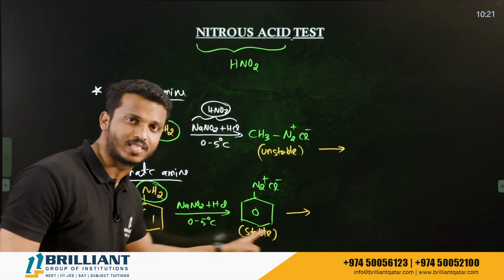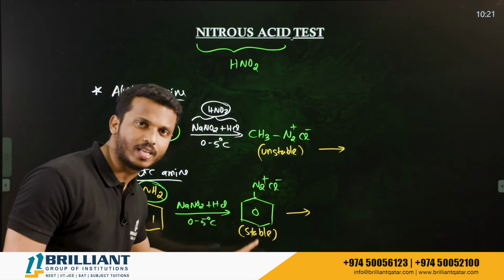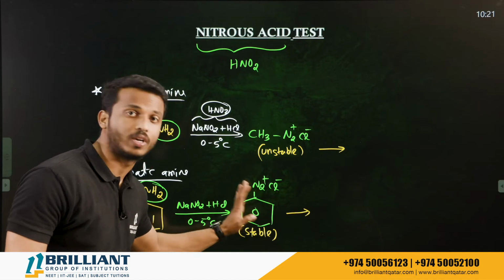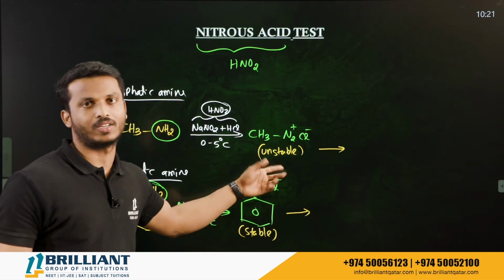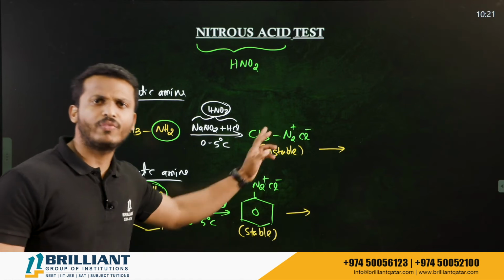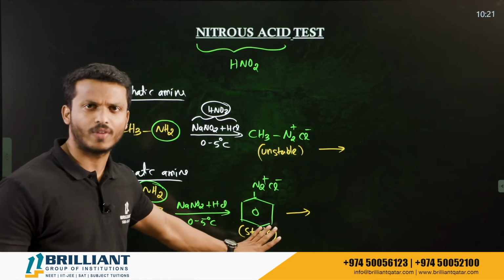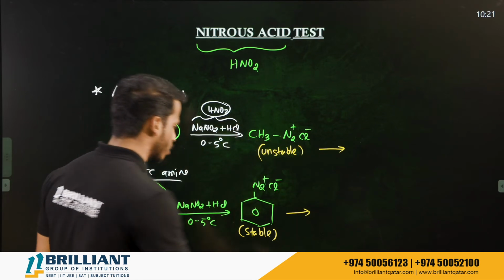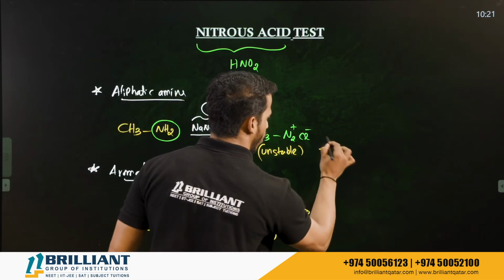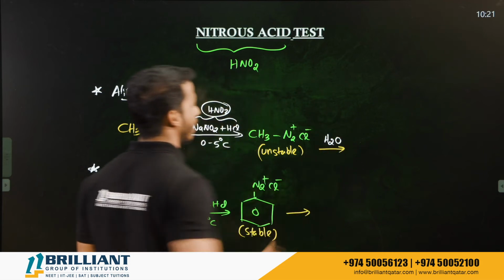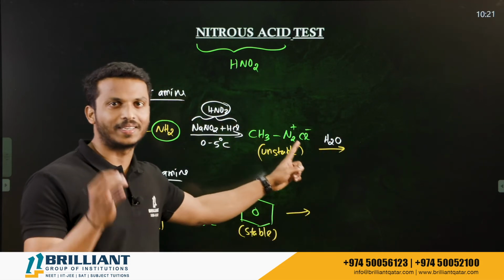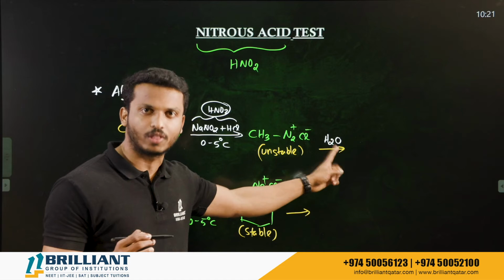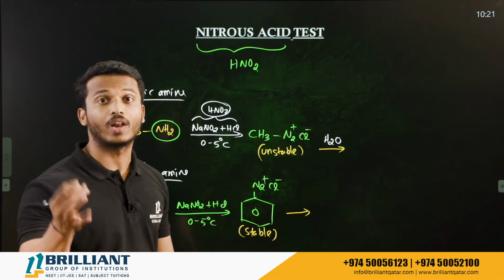It can undergo resonance stabilization. So due to resonance, aromatic diazonium salt is stable, whereas in aliphatic, resonance is not possible, so it is unstable. If it is stable, it won't react faster, right? If it is unstable, it is ready to undergo reaction. So immediately it reacts with the water in the medium. Aliphatic diazonium salt is unstable, so immediately it reacts with the water and will give you alcohol first.